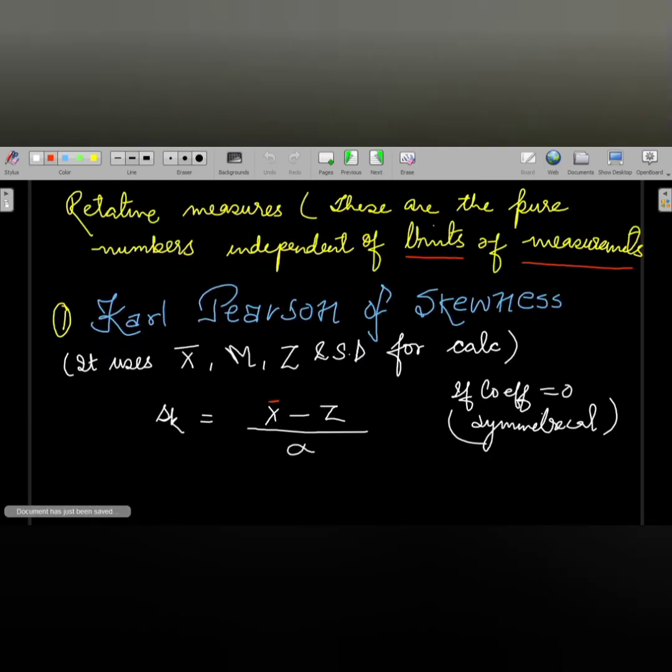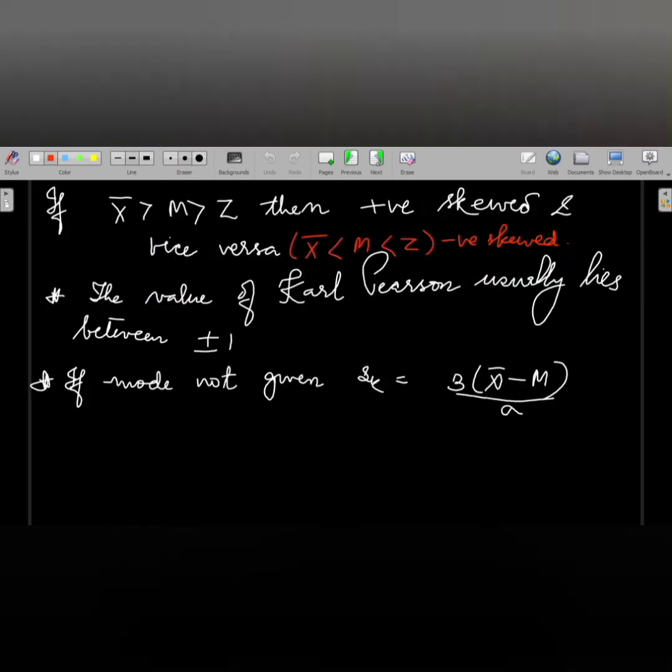If mode is not given, see, in the previous formula we have seen mean minus mode, but what if mode is not given? It's not a big deal. We can use another formula, and that is 3 times (mean minus median) divided by standard deviation. Clear? And I am repeating once again, if mean, median and mode are all equal to each other, then no skewness is present. Fine?